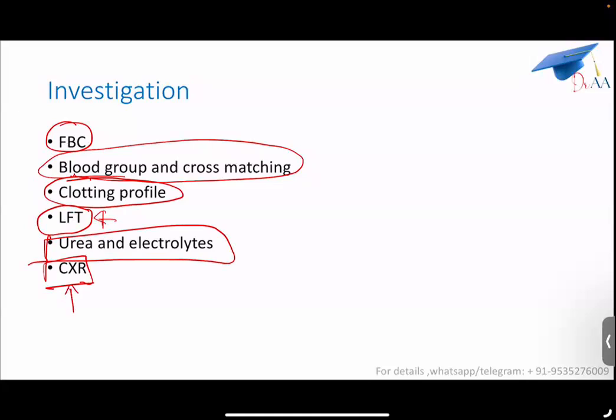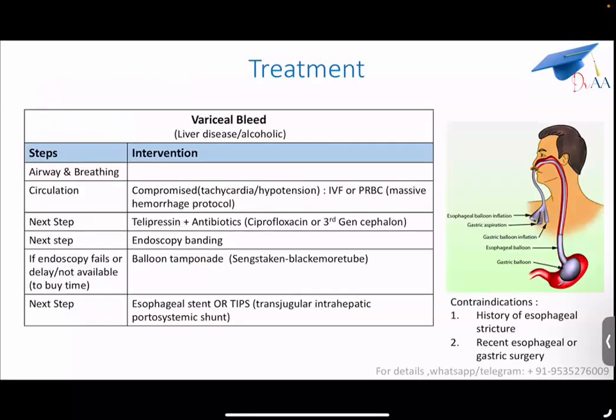Once the GCS comes down, there is possibility of aspiration. Because he is vomiting, there is possibility of aspiration. That's the reason X-rays are important. So what's the treatment? So we as emergency physicians will always go airway and breathing. First, if anything is compromised here, you'll intervene.